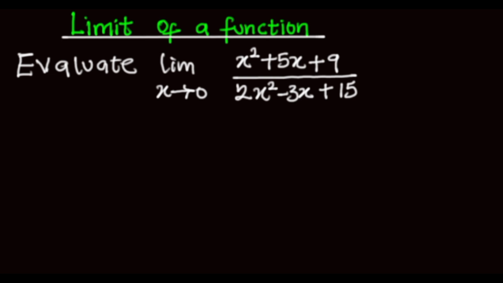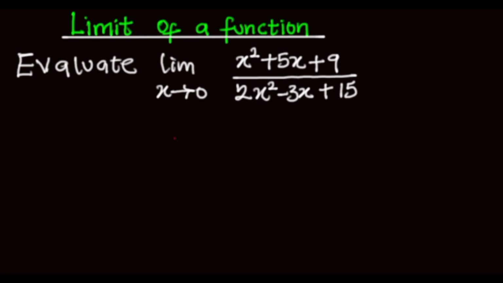So let's see the first question I'm having here. The question says, evaluate the limit as x approaches 0 of the function x squared plus 5x plus 9 divided by 2x squared minus 3x plus 15. Now in this video, I'm going to be making use of direct substitution. So what I'm going to do in this case is to find the limit of this function. So let's go ahead and do that.